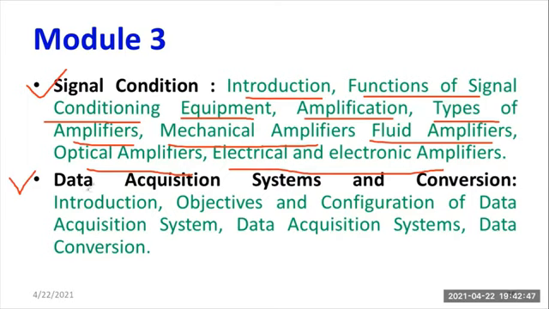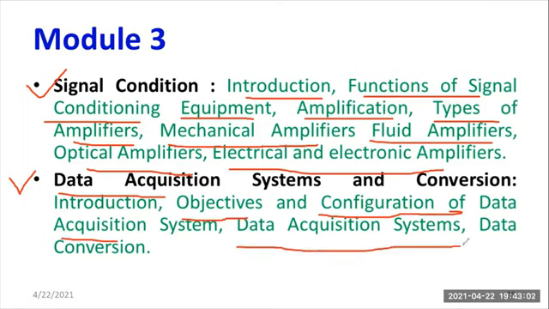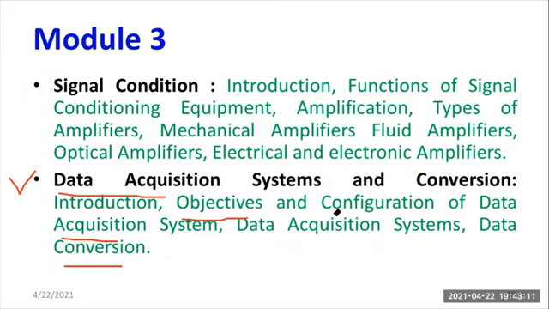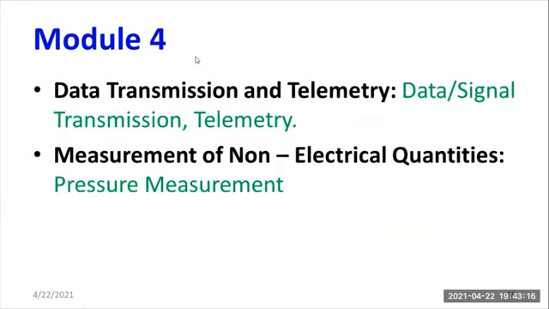And coming to the second part, data acquisition system and conversion. Here I am going to discuss what we mean by data acquisition, the main objectives, and different configurations of data acquisition systems. It is one of the cutting-edge topics. Okay, current trends. Then data acquisition systems and data conversions, and I'll be explaining in a simple manner. Anyway, if I talk about transducers, I should have some idea about different types of sensors and signal conditioning devices.